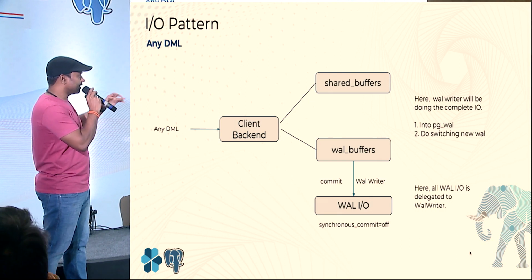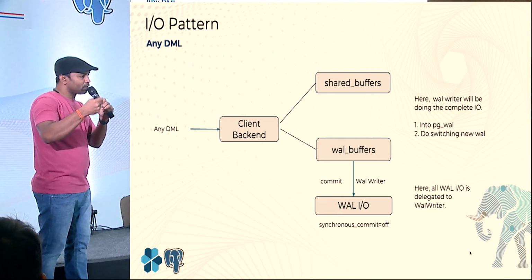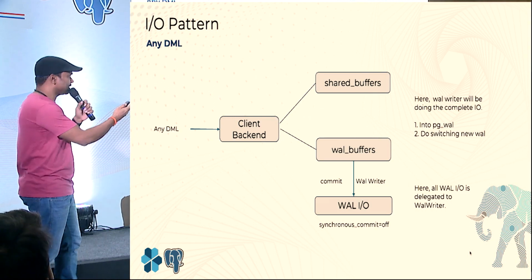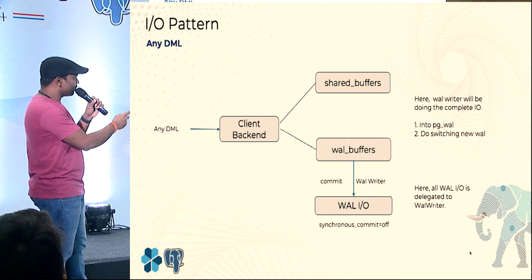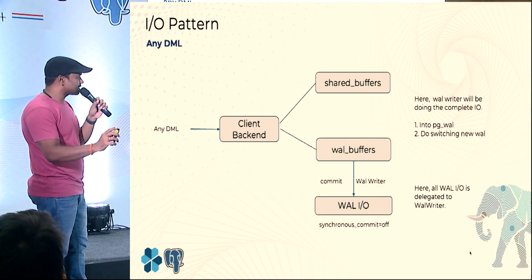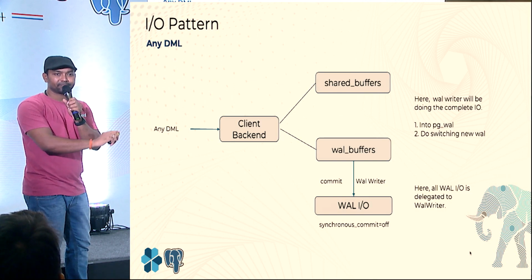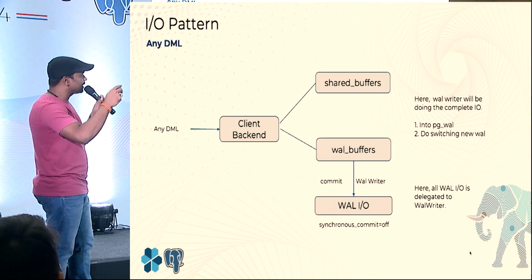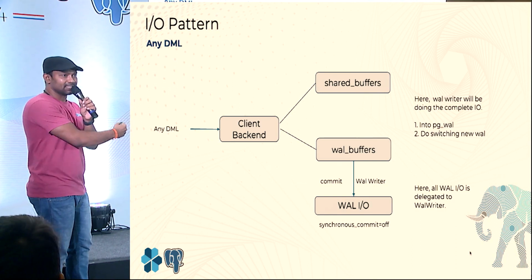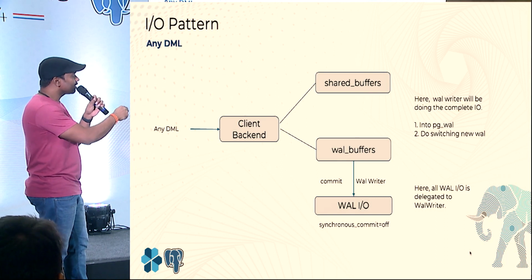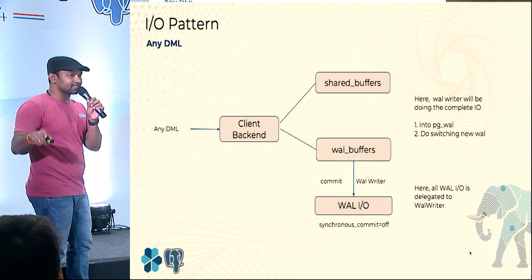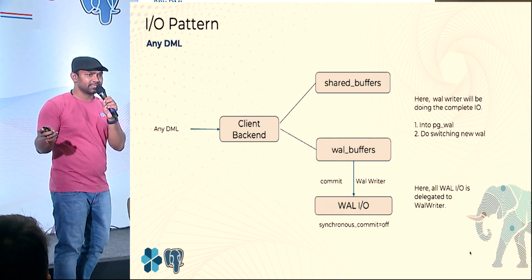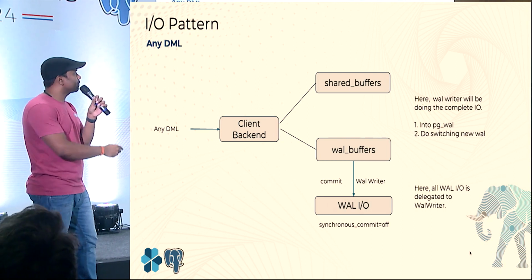The WAL writer will periodically flush the data to the WAL file. So this is the one pattern where we have I/O from the WAL writer only, if the synchronous commit parameter is off. In this case, we don't need to immediately commit the data to the underlying disk. That's where synchronous commit comes from. If you turn it on and you do a commit, the data has to be on the disk. If you turn it off, data can be in memory and eventually it can go to the disk. So this is one pattern.